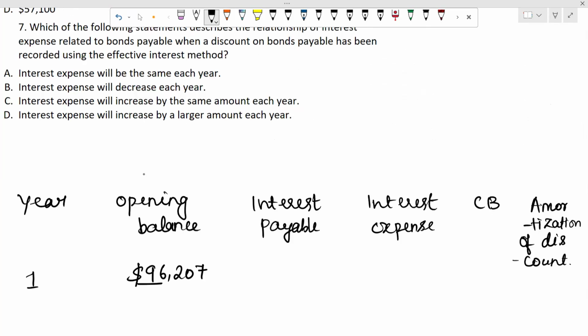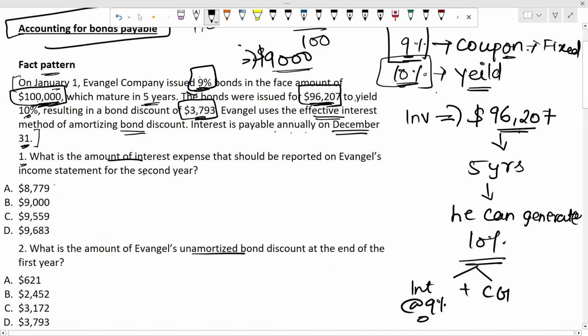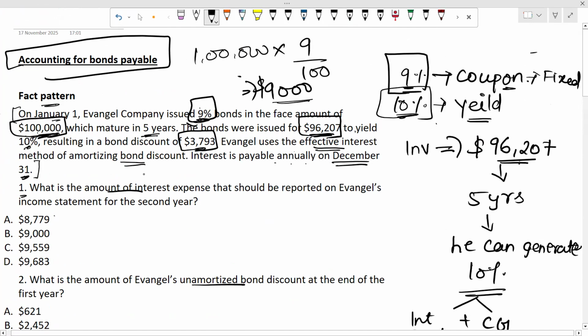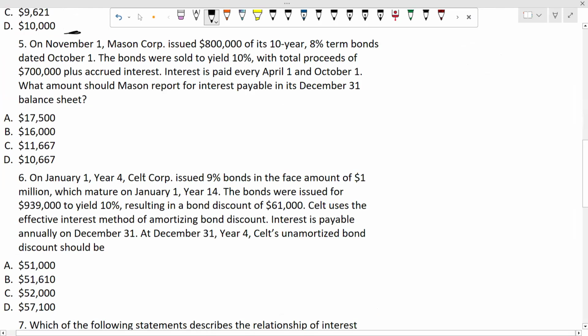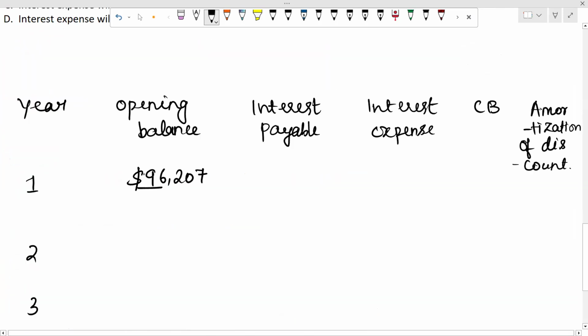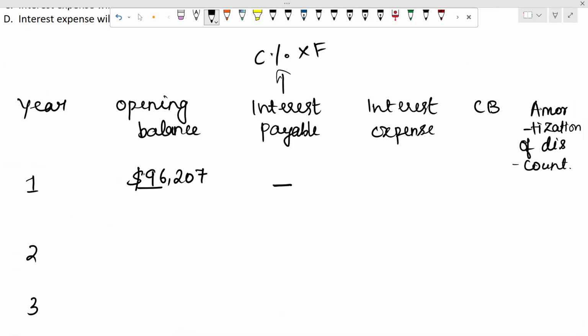Basically, they are issued at a discount. Why? Because face value of the bond is 1 lakh. But still the company is issuing the bond at $96,207. So it is issued at a discount of $3793. So this is the opening balance. Now, what is the interest payable? Please always remember, this interest payable is nothing but the coupon rate into face value. And this figure is always going to be a constant. It is not going to change. Interest payable is not going to change.